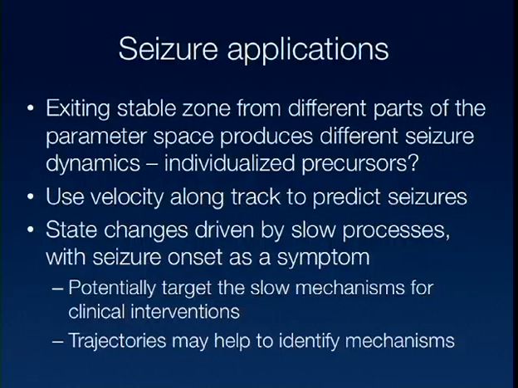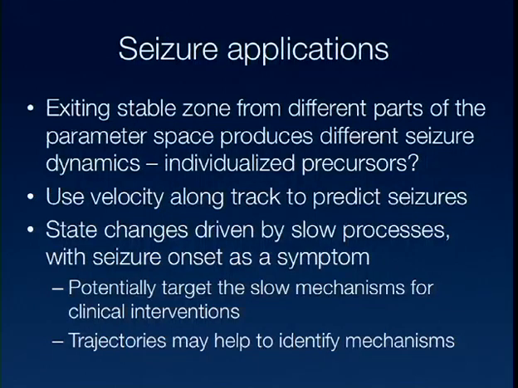seizures, because if the brain state is changing such that it's very rapidly approaching that stability boundary, maybe you're more likely to have a seizure sooner compared to if the brain state was changing slowly. And then finally, in this framework, the state changes are driven by the slow processes that were changing the steady states in the model. And then the seizure onset itself, in terms of the pathological electrical activity, is really a symptom of loss of that steady state.